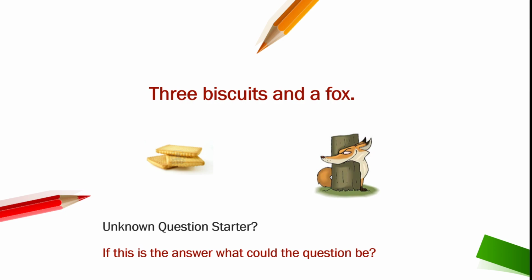This activity is called the unknown question activity. You don't know what the question was. You only know that the answer is 3 biscuits and a fox. What you have to come up with in the chat, or written down in front of you, or speaking to your mum, dad, carers, whoever looks after you, whoever's in the room, is what could the question have been so that the answer was 3 biscuits and a fox? I'd love to hear what you come up with.